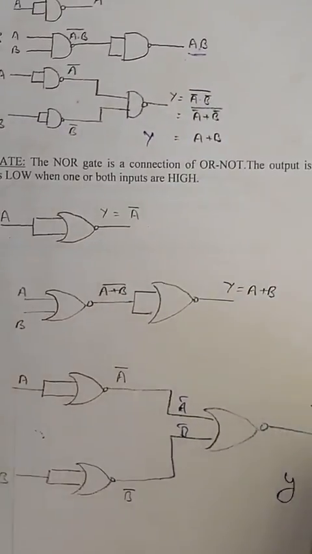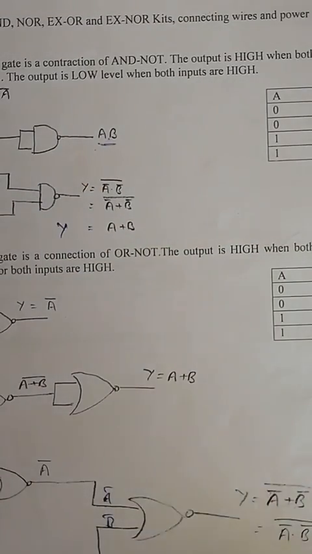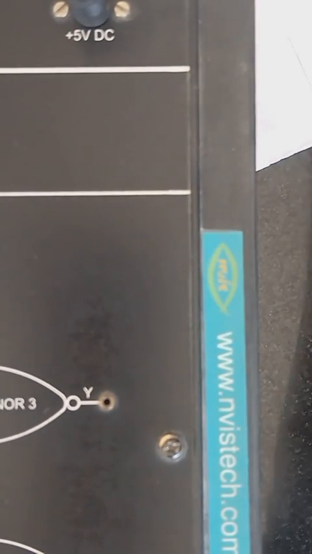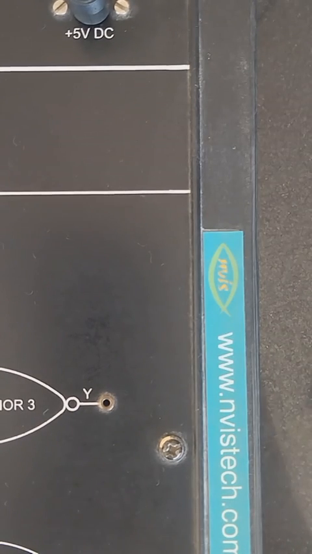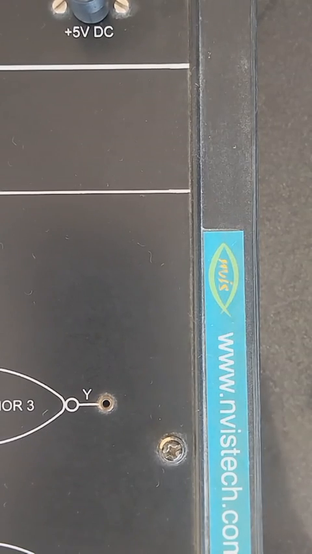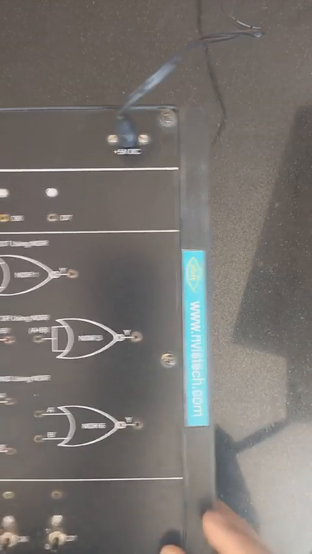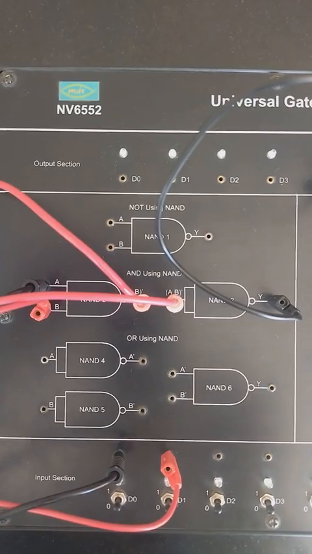Now we will perform these gates one by one on the circuit, and you can verify their truth tables also. Now see here.